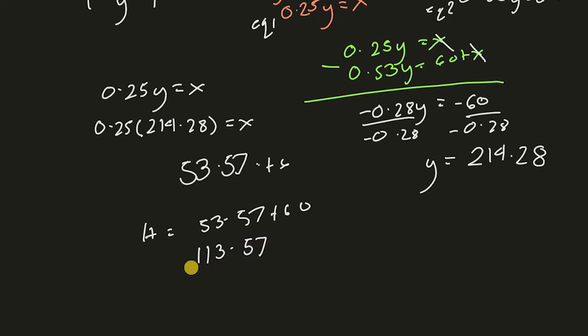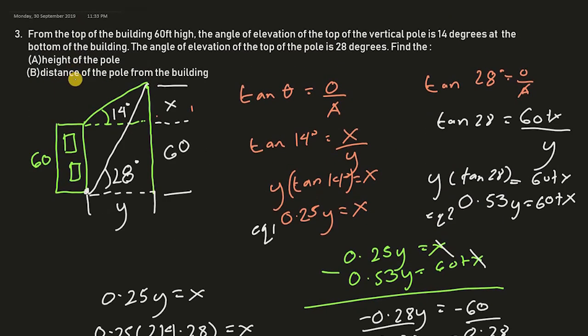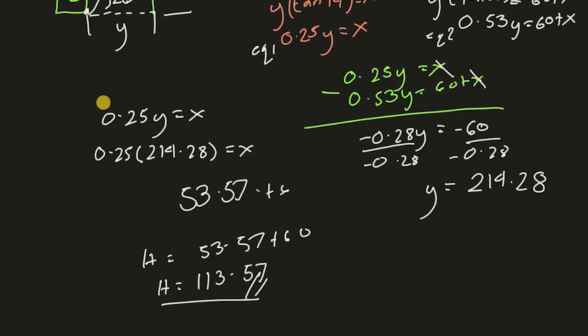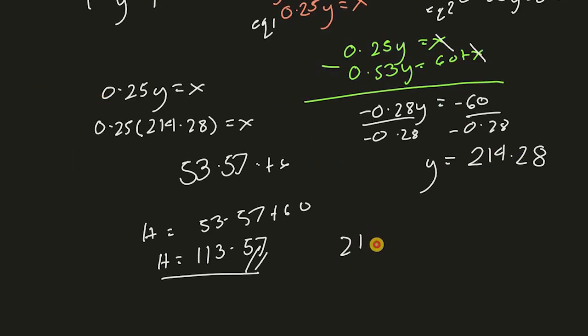So basically guys, we arrive at the final answer that the height is 113.57 and the distance of the pole to the building is 214.28 feet. Okay? So these are our answers.